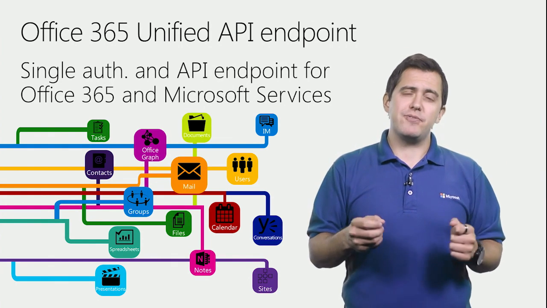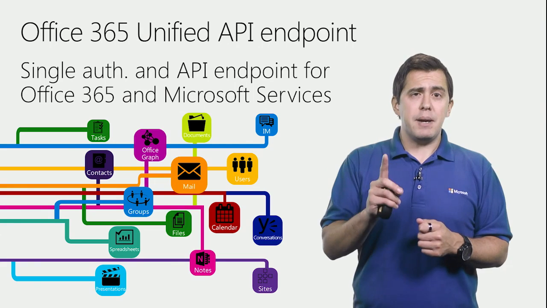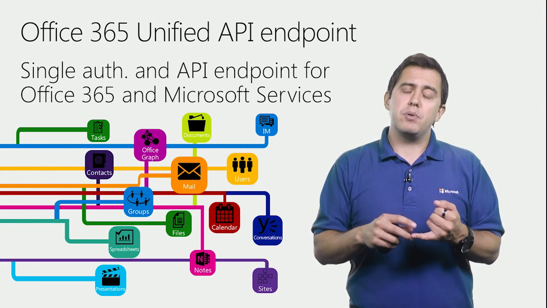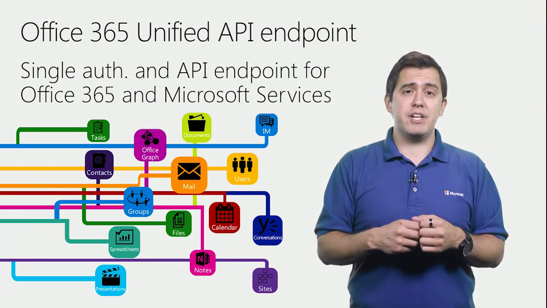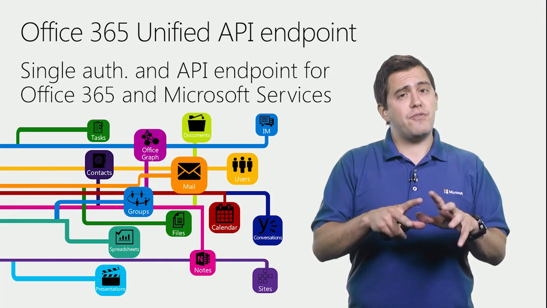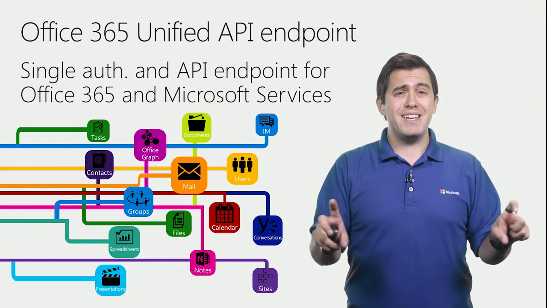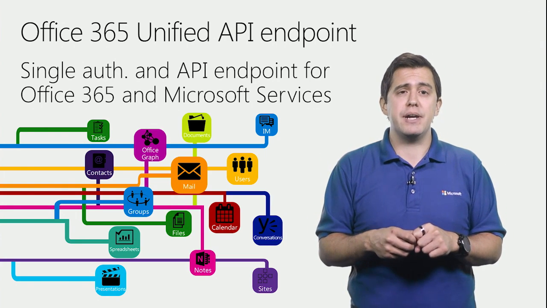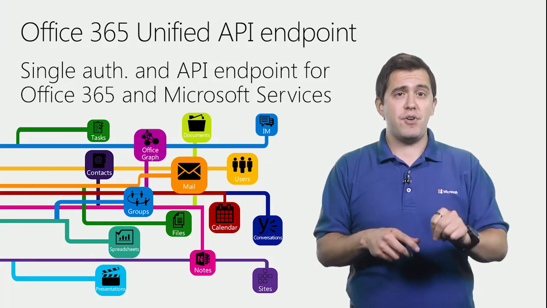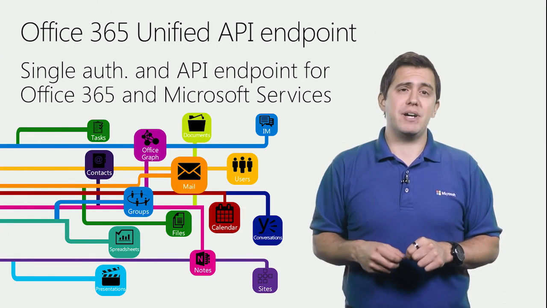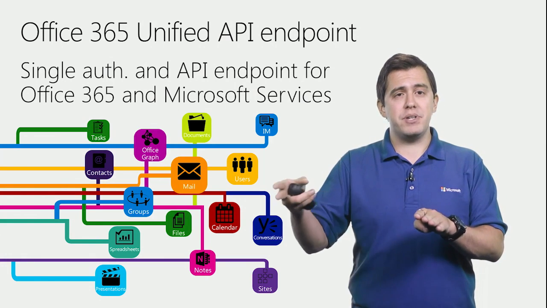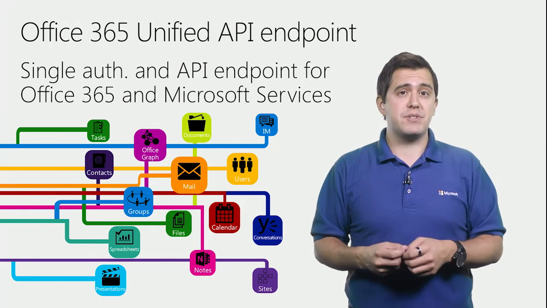So graph.microsoft.com is one single endpoint that allows you to connect not just to mail, calendar, contacts, and files, but also to things like Azure Active Directory users and groups. Because Office 365 is based on the underlying authentication and authorization of Azure Active Directory, we can hook in not just the Office 365 APIs, but also Azure Active Directory, Groups, Office Graph, and a bunch of other endpoints inside our Office 365 platform.